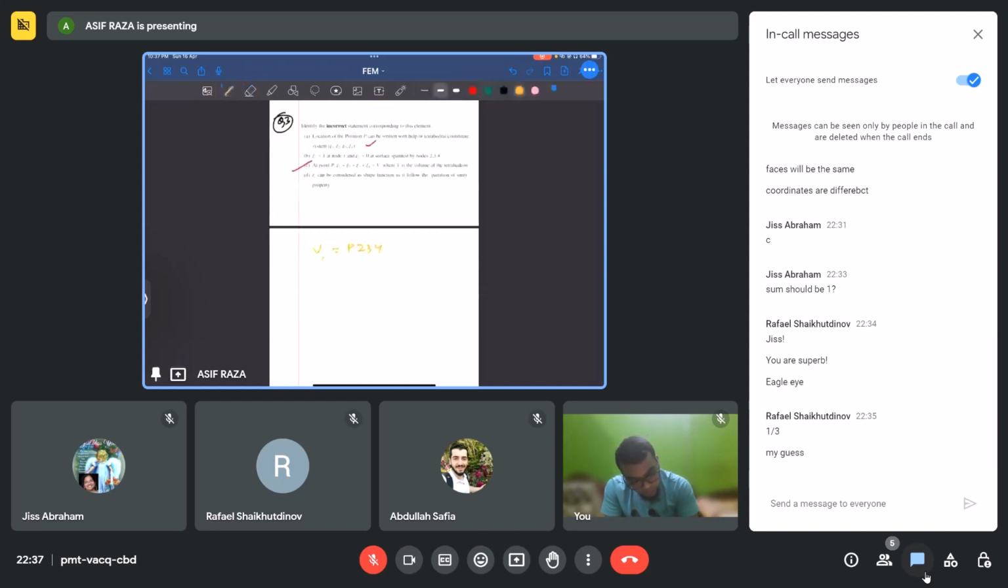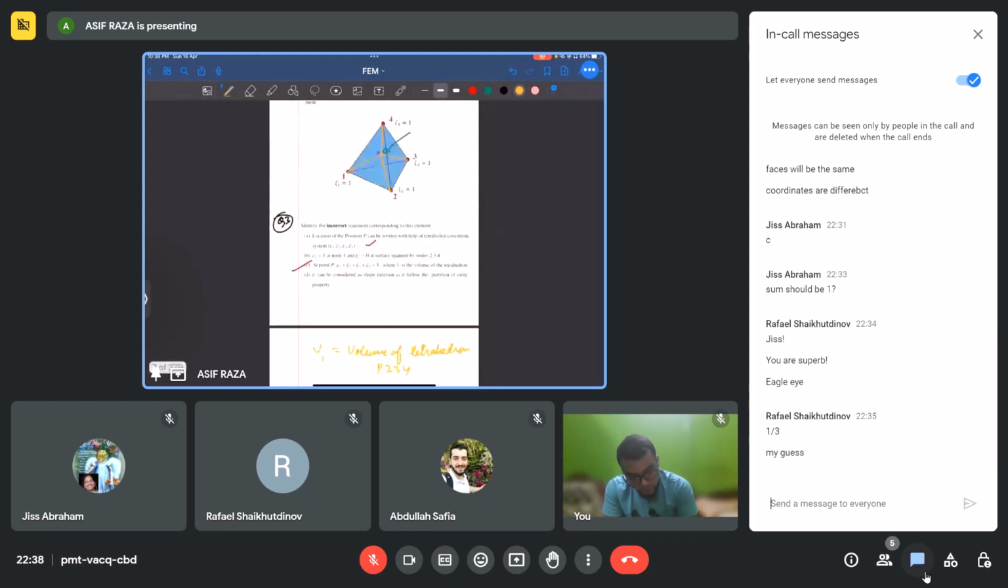Okay, so V1 is the volume of tetrahedron formed by P, 2, 3, 4. Similarly, V2 would be what? Volume of tetrahedron using P, 3, 4, 1. V3 would be the volume of tetrahedron P, 1, 2, 4, and V4 would be the volume of tetrahedron P, 1, 2, 3. Okay. Now, what will be Xi1?